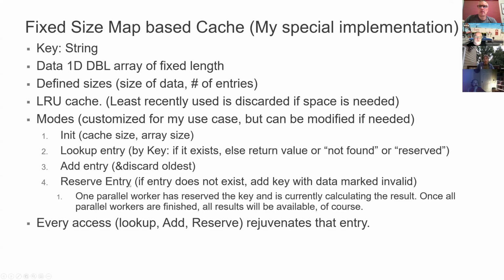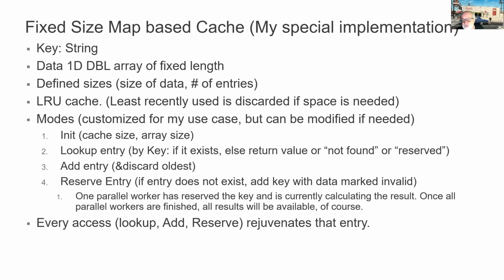We can reserve an entry. If entry does not exist, add a key. So the key exists, but the data is marked as invalid. And that's for parallelization, right? We have all these tasks that need to be done, all the spectra that need to be calculated. And so each parallel worker basically goes, checks out the problem and says, okay, I'm working on that. Nobody else should work on that. So it needs to reserve the key, right? These parameters. But once all the parallel workers are finished, all results are guaranteed to be available, and we can assemble the final spectrum.